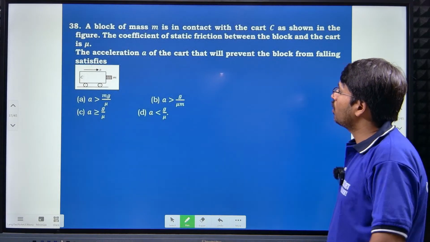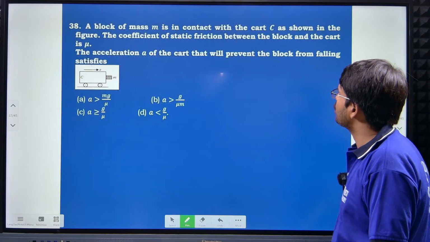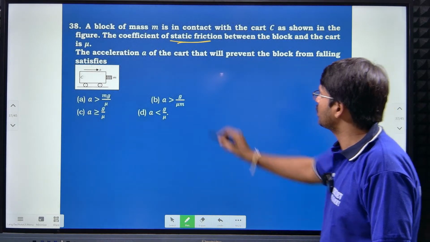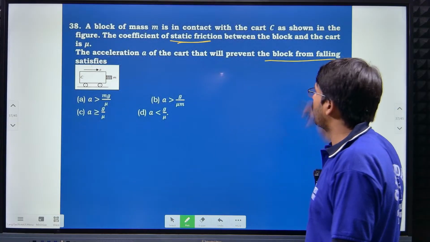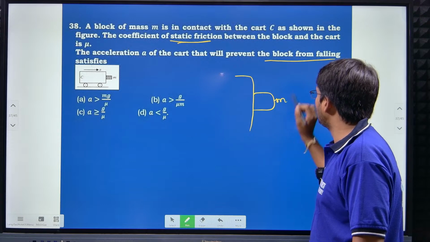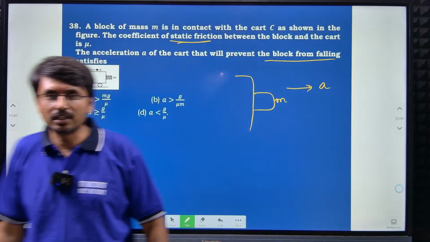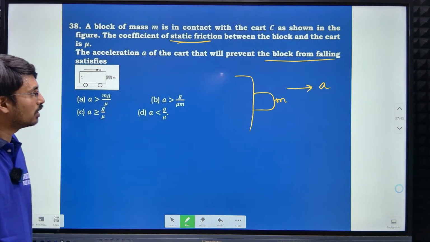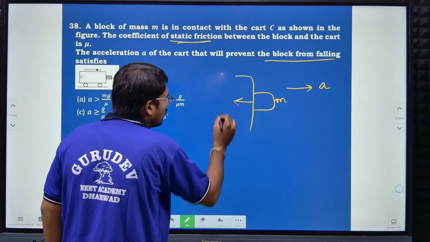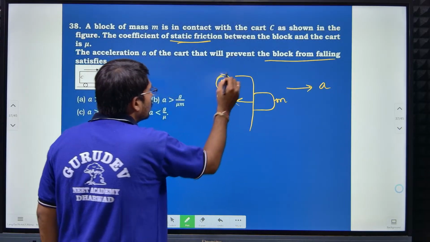Okay, so look at this one: a block of mass m is in contact with the cart C as shown in the figure. The coefficient of static friction is given, that is mu. What acceleration A of the cart will prevent the block from falling? Look at this particular part: it has a block of mass m under acceleration A. One thing you have to keep in mind: whenever there is an accelerated system in a non-inertial frame, there is a pseudo force acting in this direction, that is ma, and this itself we take as the normal force.